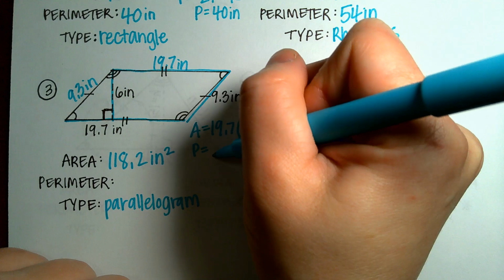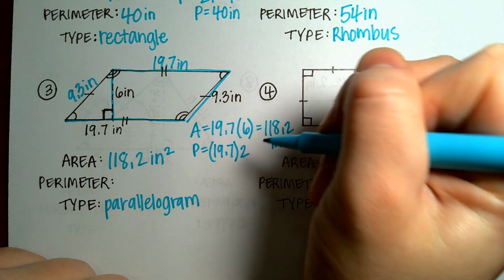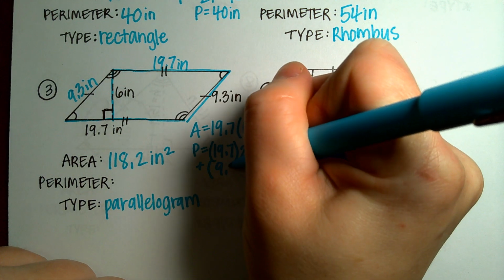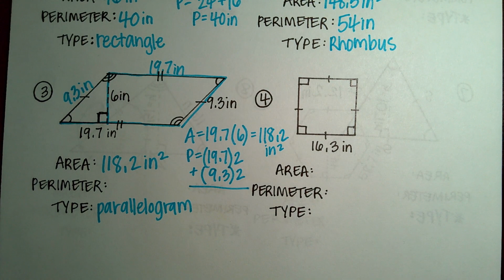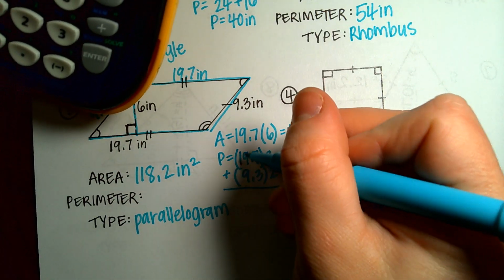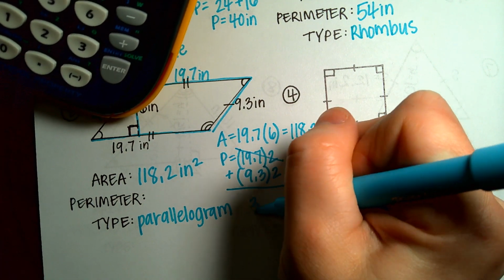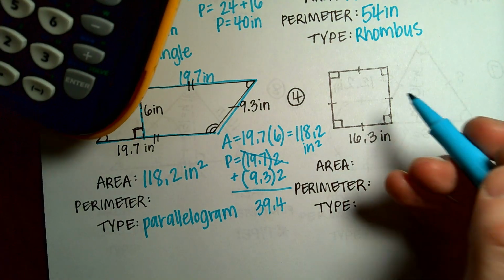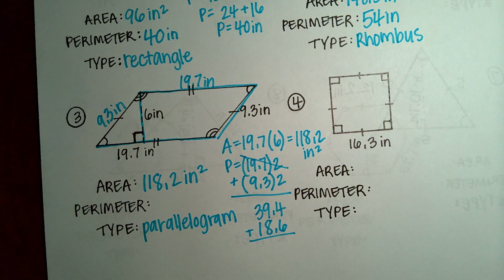So let's see, 19.7, and I'm going to write it as 19.7 times 2 plus 9.3 times 2. Let's see. So 19.7 times 2, I got 39.4. Perfect. And 9.3 times 2, I got 18.6. Yep. Perfect. So let's see what happens when we add these together.